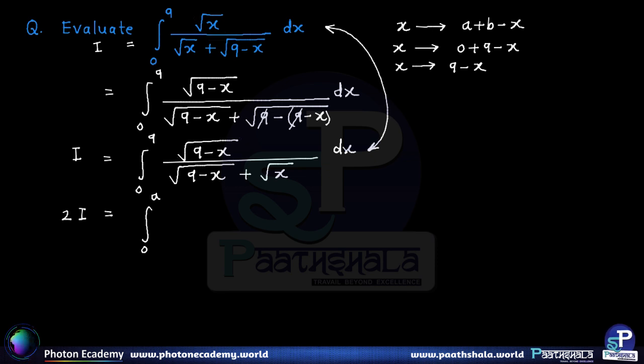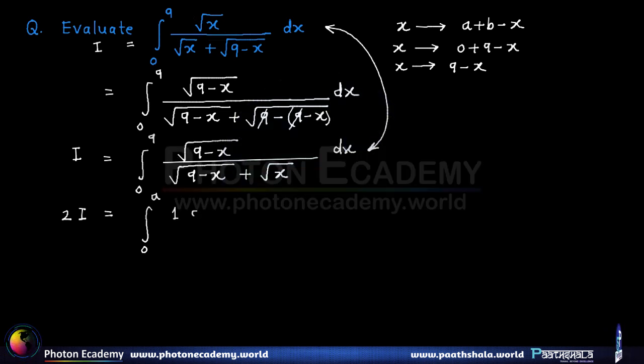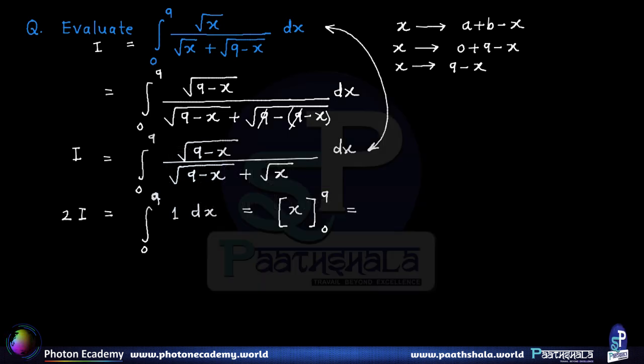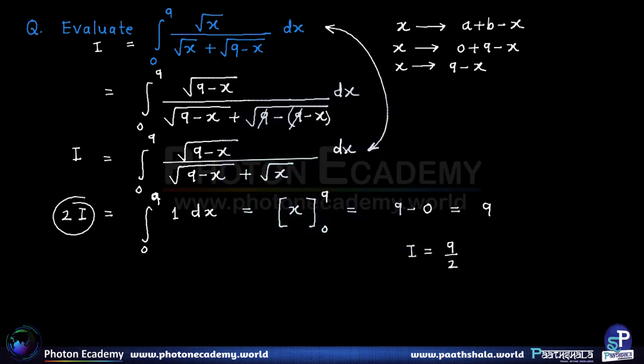So ultimately we get numerator same as denominator, which is nothing but 1. So we have to basically evaluate the integral of just 1, which is nothing but x, and evaluated from 0 to 9. So that gives us 9 minus 0, which is nothing but just 9. Now this is equal to twice the integral. So therefore the value of the integral is nothing but 9 by 2, which is the final answer. So you see how the use of property simplifies the question to a great extent. Let's go ahead and see another question.